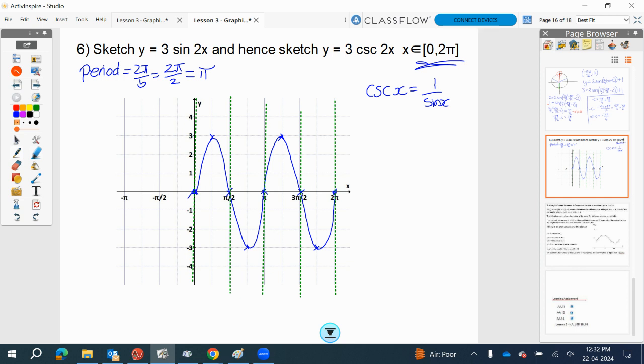So what is the value of the cosecant function at the maximum? The value of the sine function at the maximum is 3. So what will the value of the cosecant function be? 1 over 3. So the cosecant is going to go through 1 over 3 here, 1 over 3 here, minus 1 over 3 here, minus 1 over 3 here. As the sine function approaches 0, the cosecant function will approach infinity. So it's going to look like this.